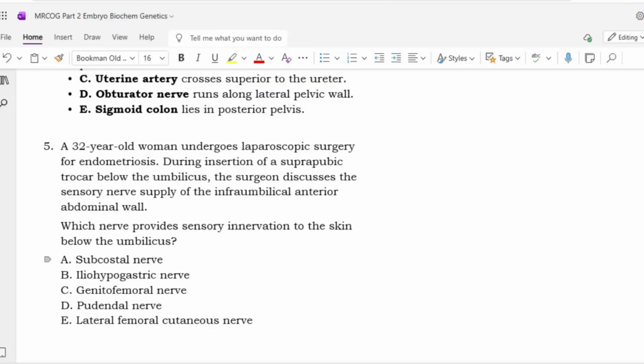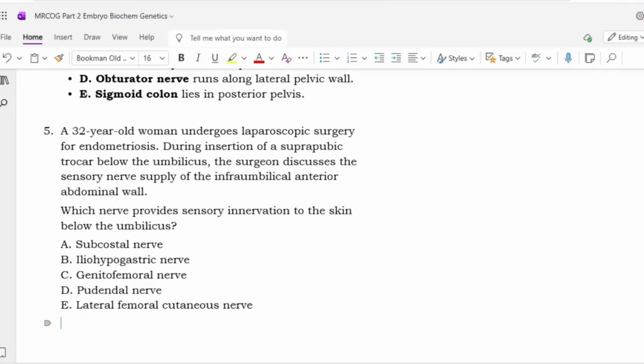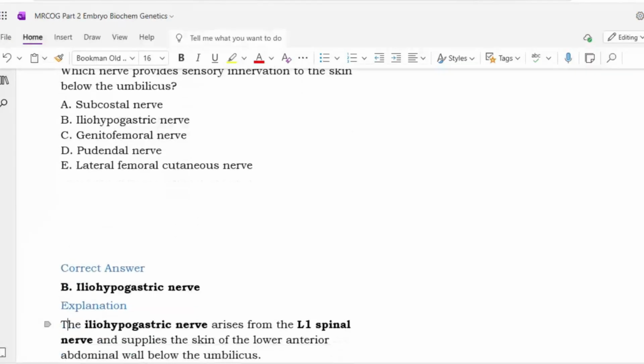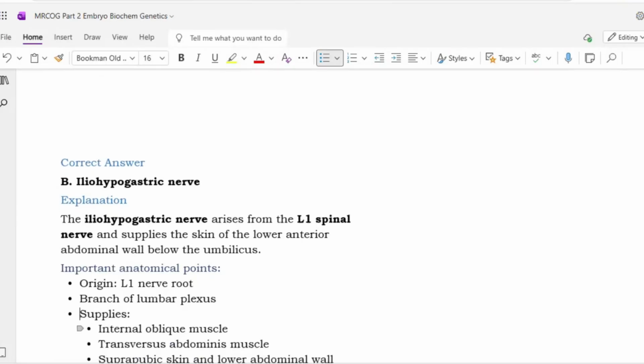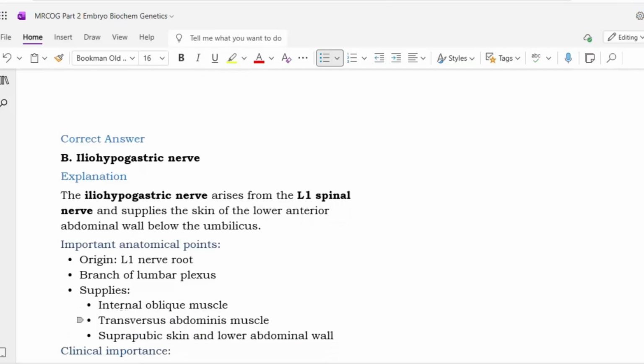The iliohypogastric nerve, option B. Yes, because we are talking about below the umbilicus. It is iliohypogastric. The iliohypogastric nerve arises from the L1 spinal nerve and supplies the skin of the lower anterior abdominal wall below the umbilicus. So the origin is the L1 nerve root, a branch of the lumbar plexus, supplying the internal oblique muscle, transversus abdominis muscle, and suprapubic skin and lower abdominal wall.